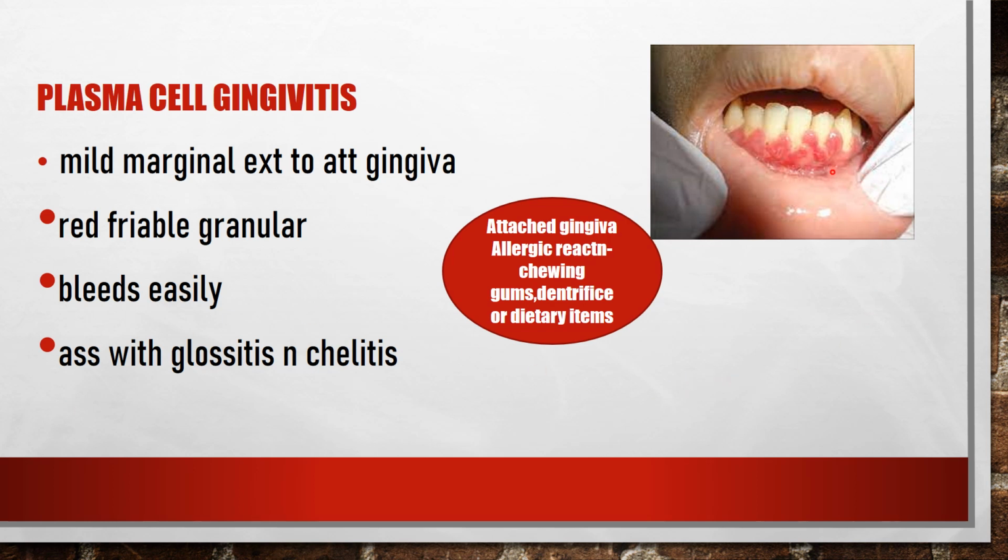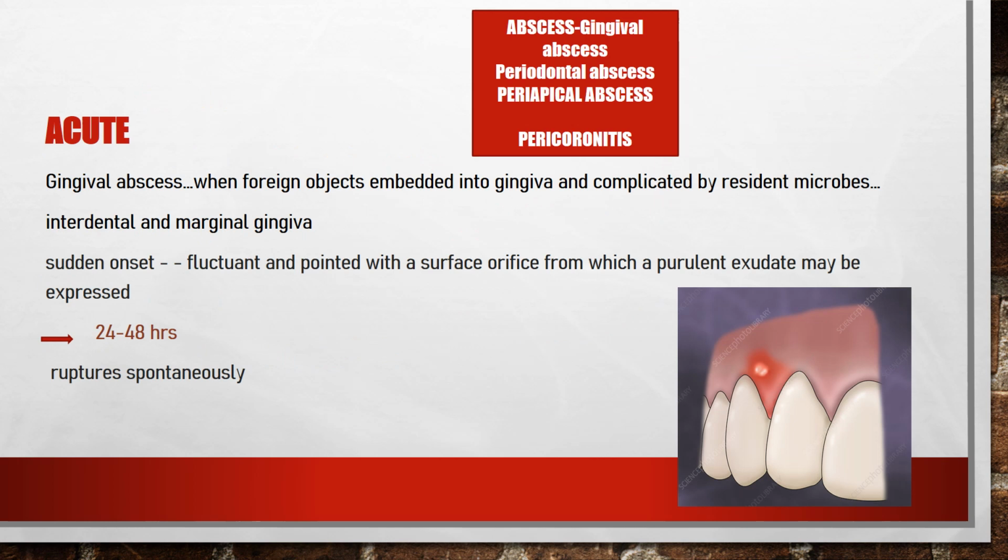That is a most peculiar thing with plasma cell gingivitis. It usually occurs as an allergic reaction to chewing gums, dentifrices, or dietary items. So that comes under chronic inflammatory gingival enlargement. Next comes acute gingival enlargement. Under that, there is gingival abscess, periodontal abscess, periapical abscess, or pericoronitis.